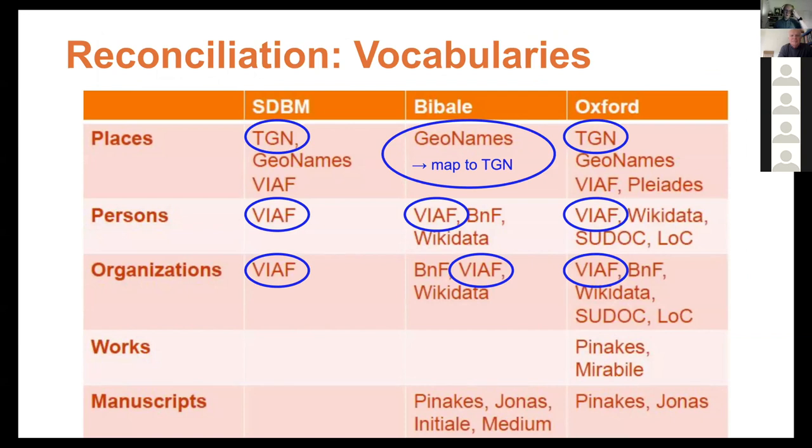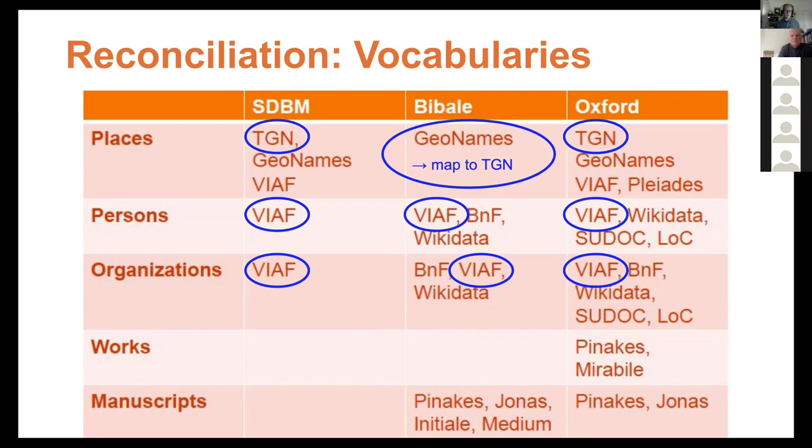So then we need to reconcile the entities in these databases to merge the duplicate objects together somehow. So we have used automatic reconciliation as much as possible. For example, here we can see that they do share some identifiers, for example, places: the Getty place names, TGN, is used quite a lot, except for Bibale, which used GeoNames instead, and we had to map those to TGN. For persons and organizations, VIAF is very much used, so that was a good thing. VIAF is the Virtual International Authority File.